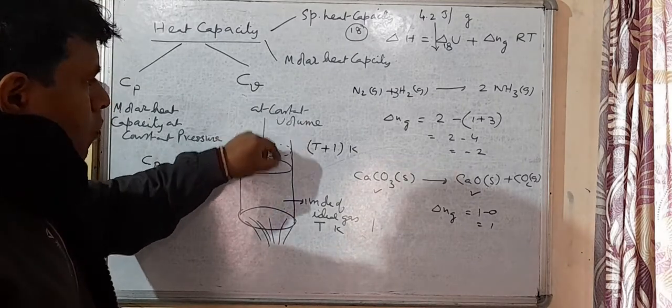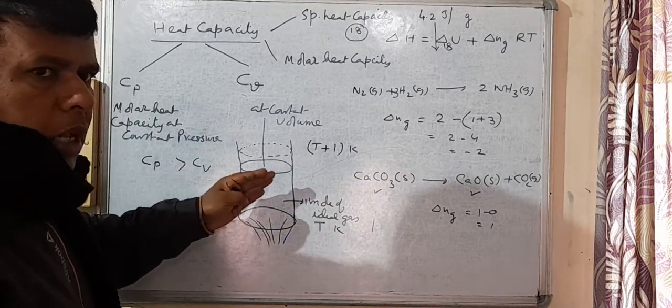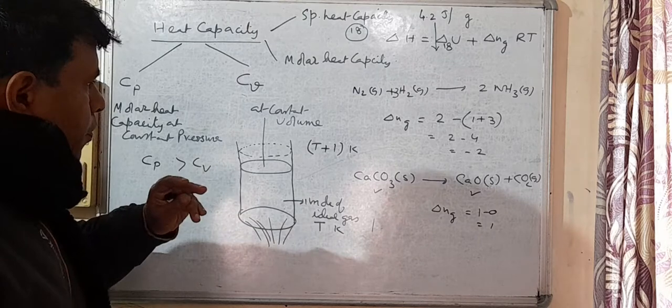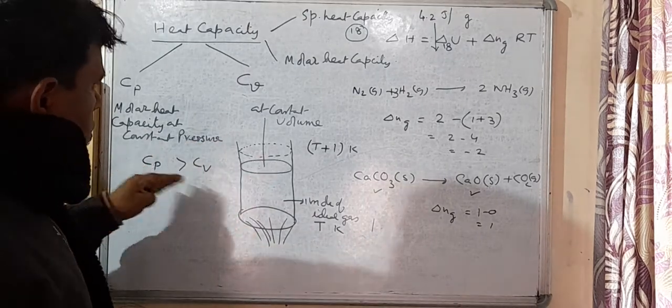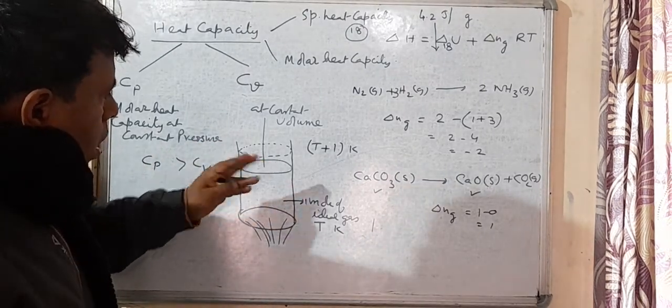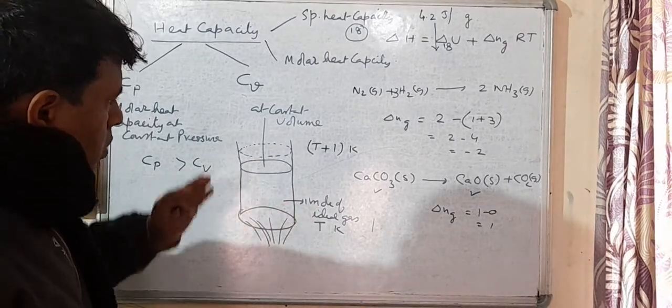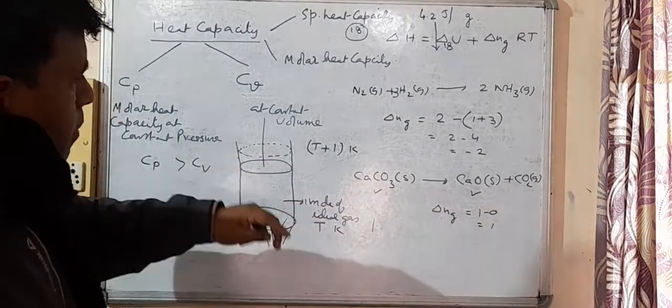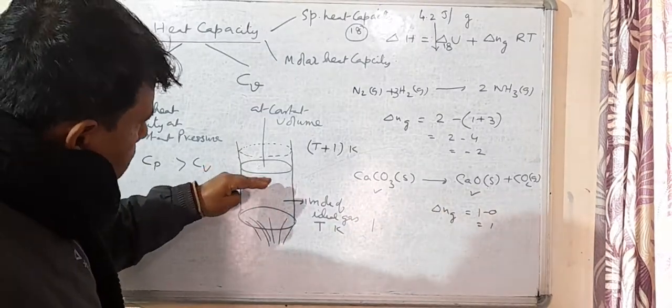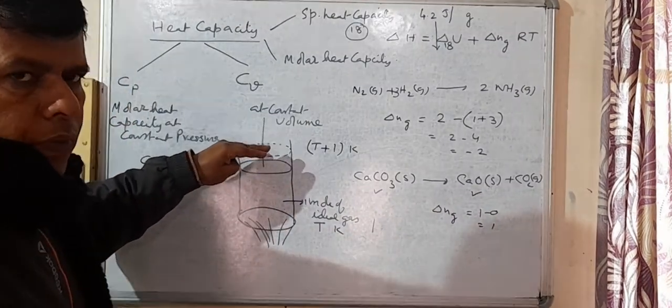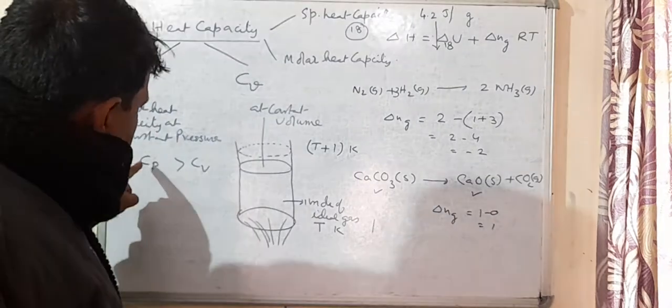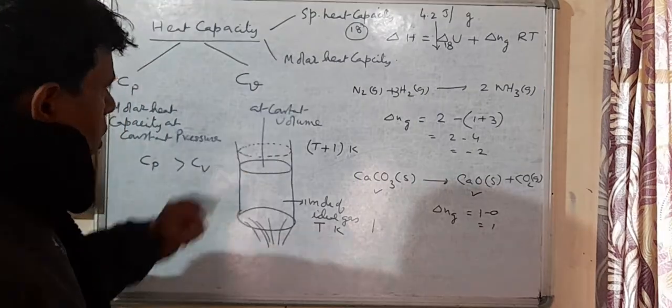When we have constant volume, the heat that we are supplying is only increasing the internal energy. When at constant pressure, the heat that we are supplying is doing two works. It is increasing the internal energy like before, plus there is some PV work involved. So that's why Cp will be greater than Cv.